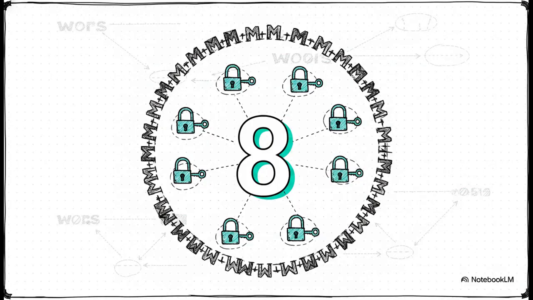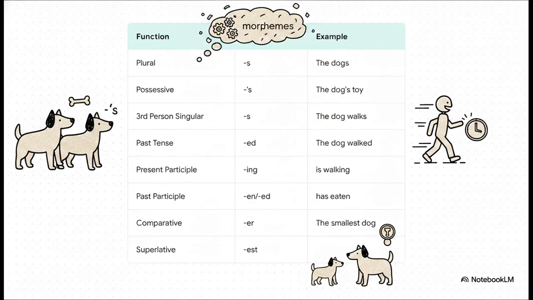Okay, so remember how we said inflectional morphemes just add grammatical info? Well, get ready for this. In the entire vast, complex English language, how many of them do you think there are? Hundreds? Thousands? Nope. Just 8. That's it. This is a very, very exclusive club. And here they are, the Elite 8.